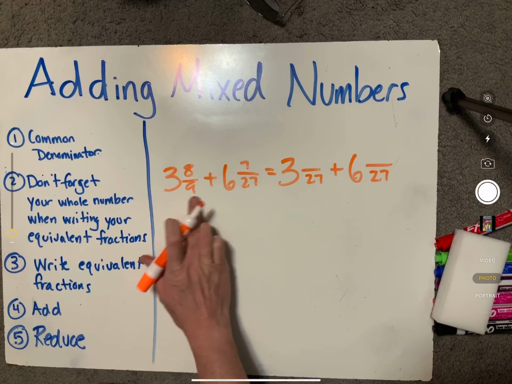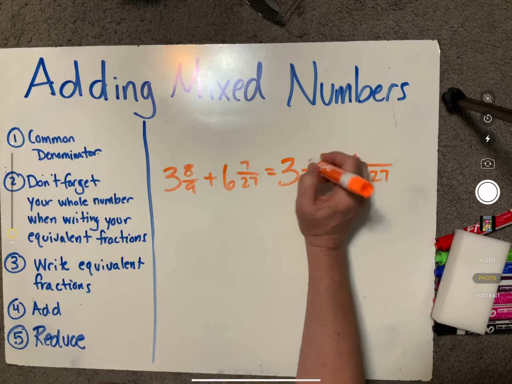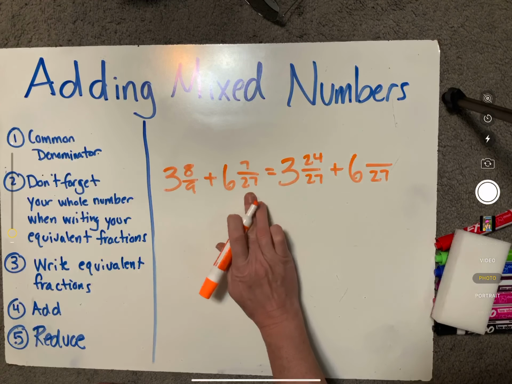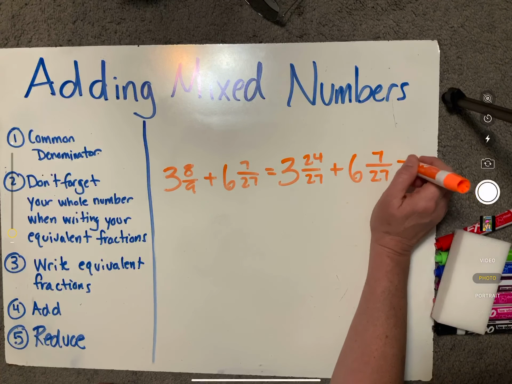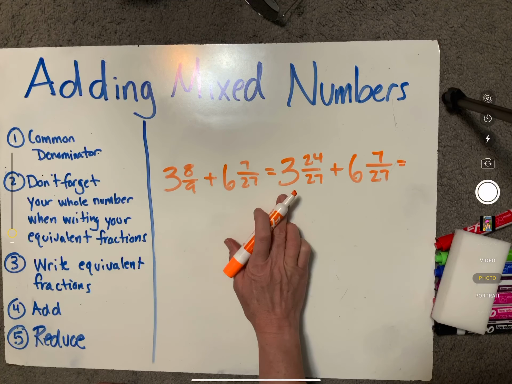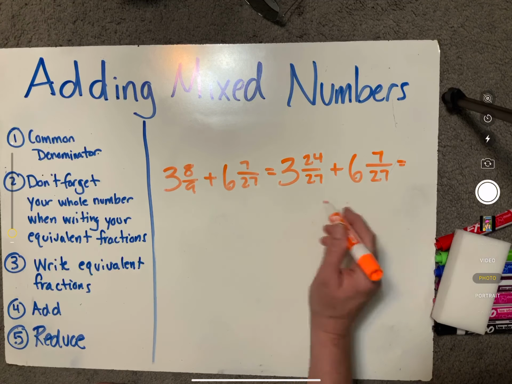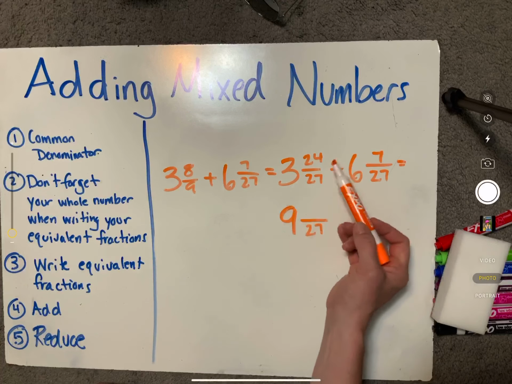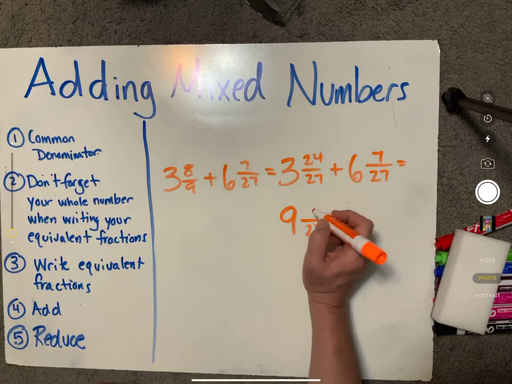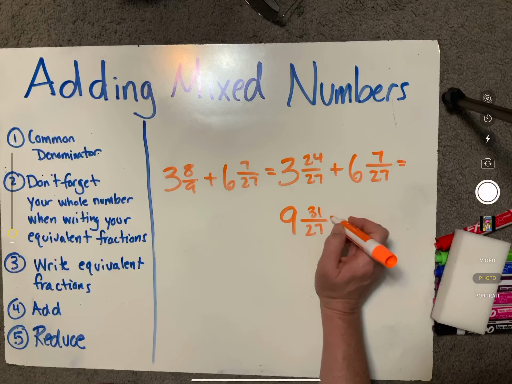27. So 9 times 3 is 27. 8 times 3 is 24. 27 times 1 is 27. So 7 times 1 is 7. Now we're going to add these up, and unfortunately I don't have enough room. 3 plus 6 is 9. 27 will stay the same. And then we have 24 plus 7, which is going to be 31.